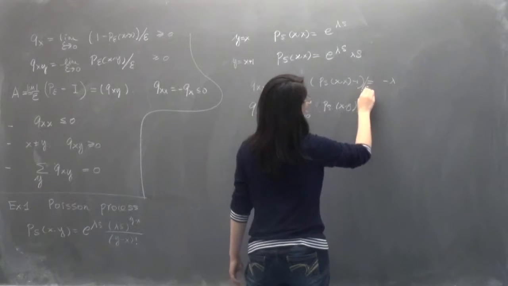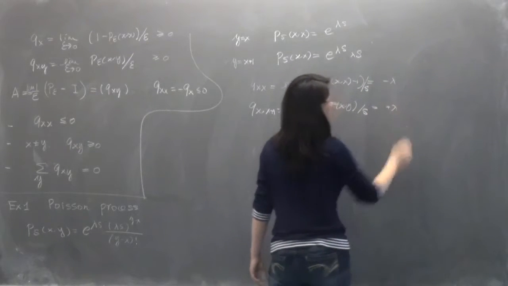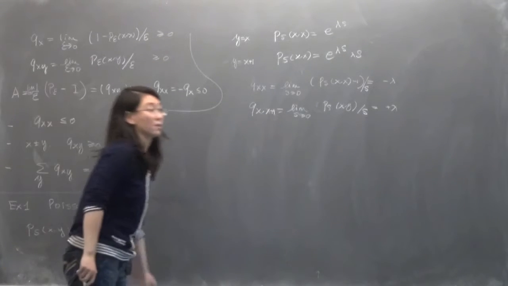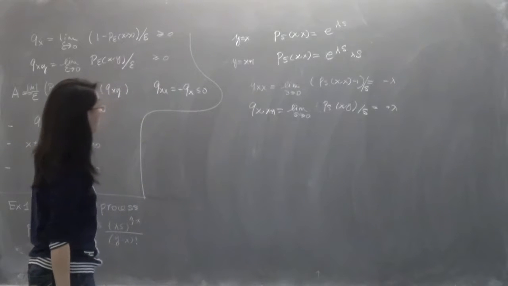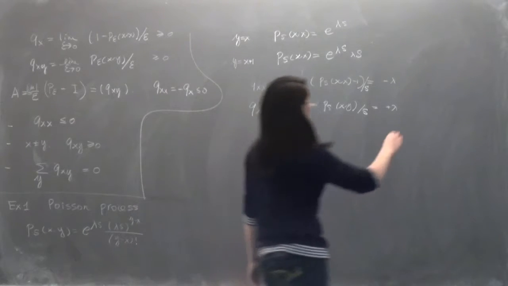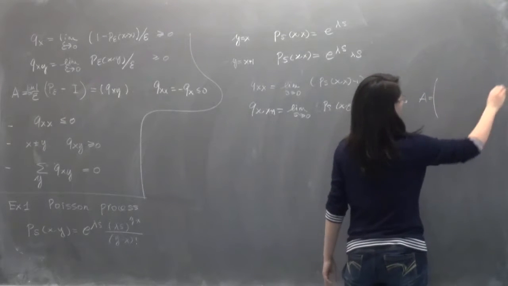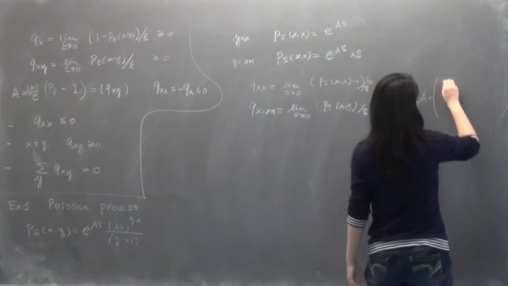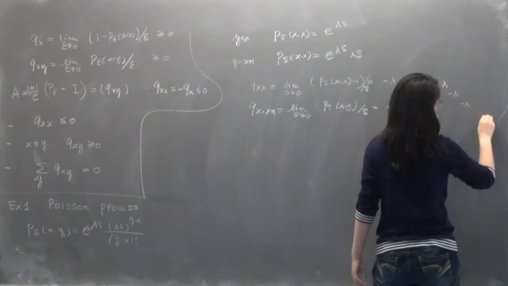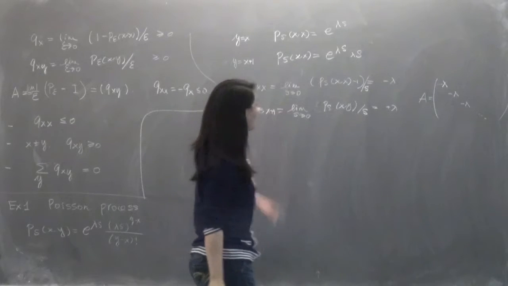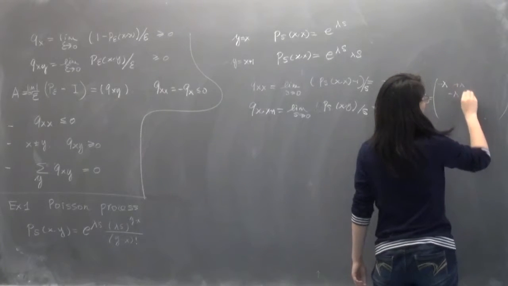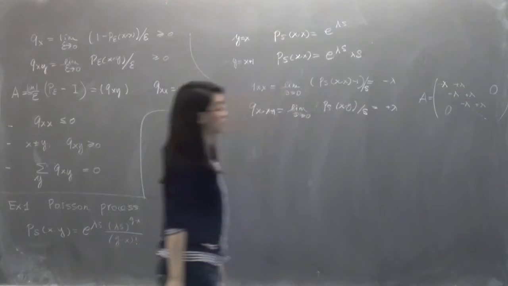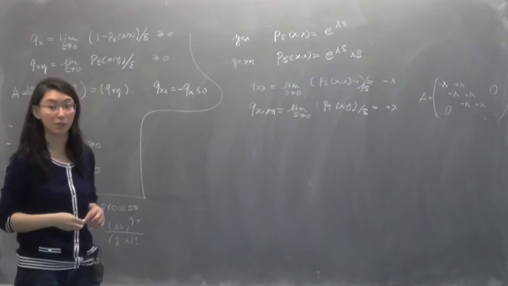Normalized by s, it is plus lambda. And for all other terms, the limit is 0. So this is the first example. For the Poisson process, the generator A is an infinite matrix. For the diagonal term, it is minus lambda. For the term x plus 1, it is plus lambda. And for other entries, they are all 0. So this is the infinitesimal generator for the Poisson process.